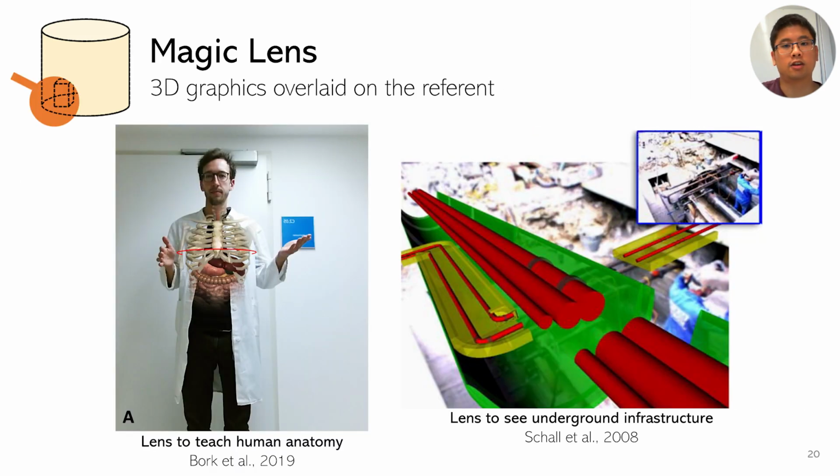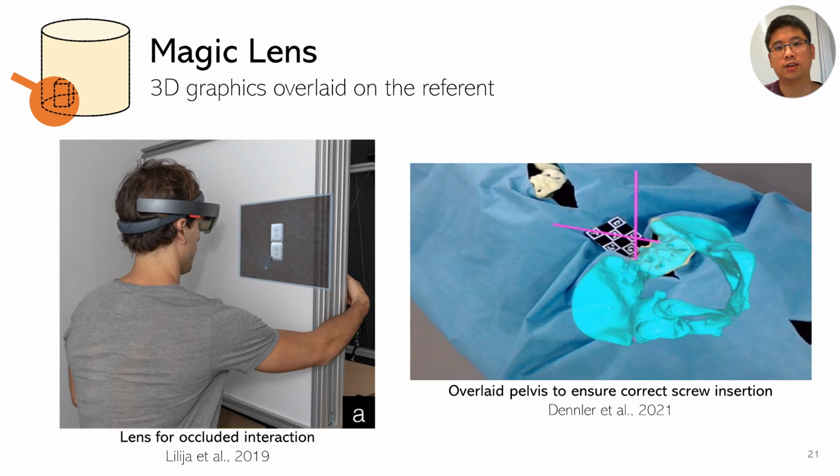Magic lenses commonly serve to reveal the internal 3D structure of the reference as a form of X-ray. As such, they are useful when opening said reference is impractical, such as for teaching human anatomy or for infrastructure maintenance. Lenses have also been used to allow people to simply see directly through objects to mitigate against occlusion.